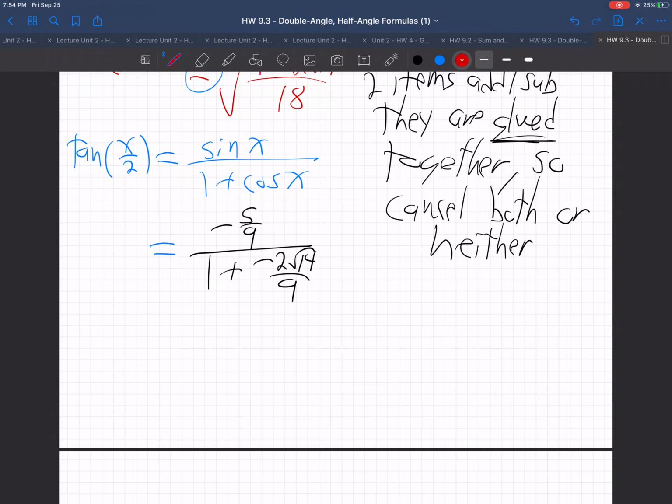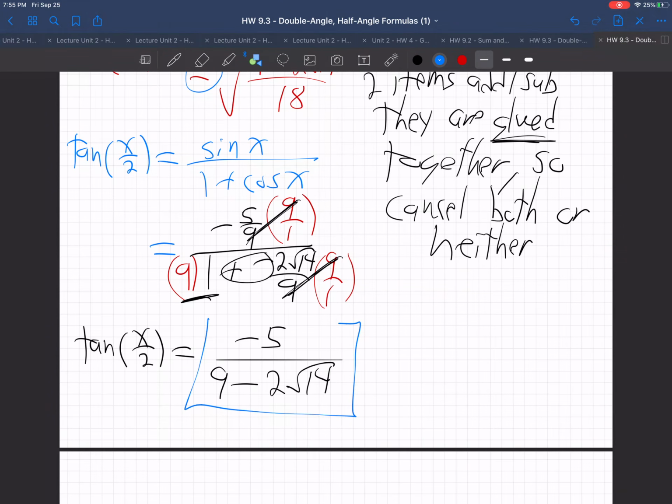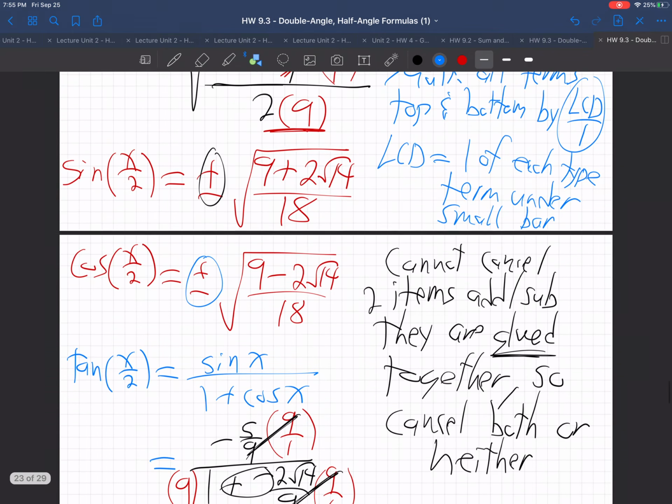Okay, fractions over fractions, you know the drill. Multiply 9 over 1, 9 over 1, and just 9 here. And so tangent x over 2 becomes, these 9's cancel, these 9's cancel. Negative 5 over 9 times 1 is 9. Plus and minus is just minus 2 root 14, because those 9's cancel, don't they? Okie dokie. So we've got the tangent of x over 2. He's done. He's completed. And we're almost done with these guys, except we don't know plus or minus.